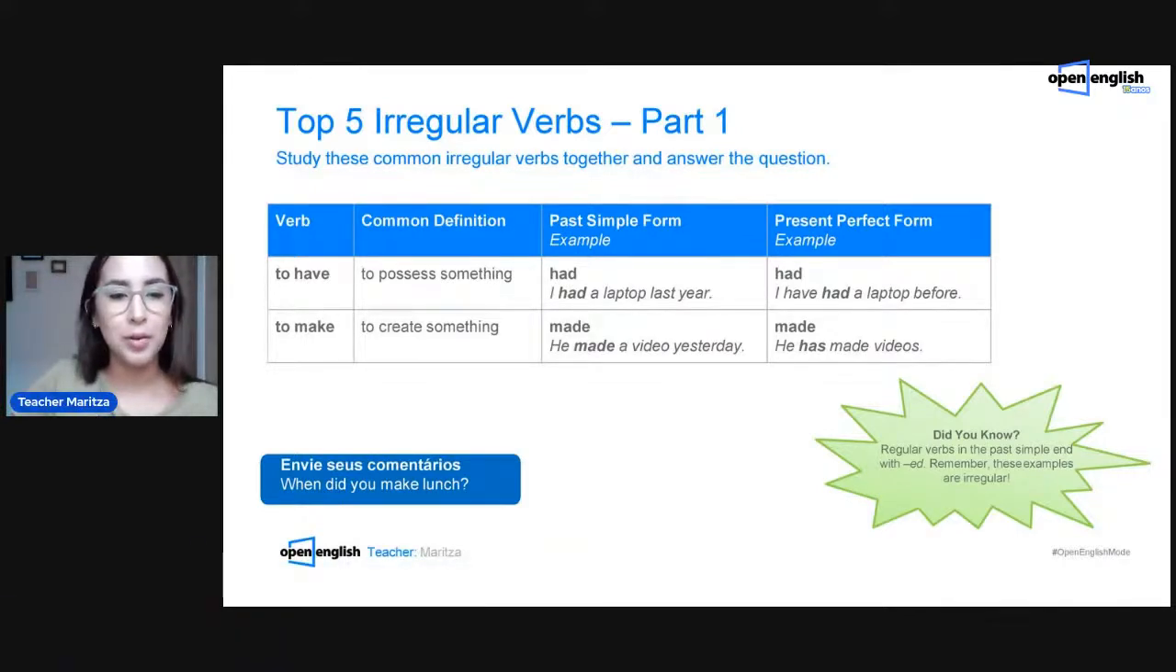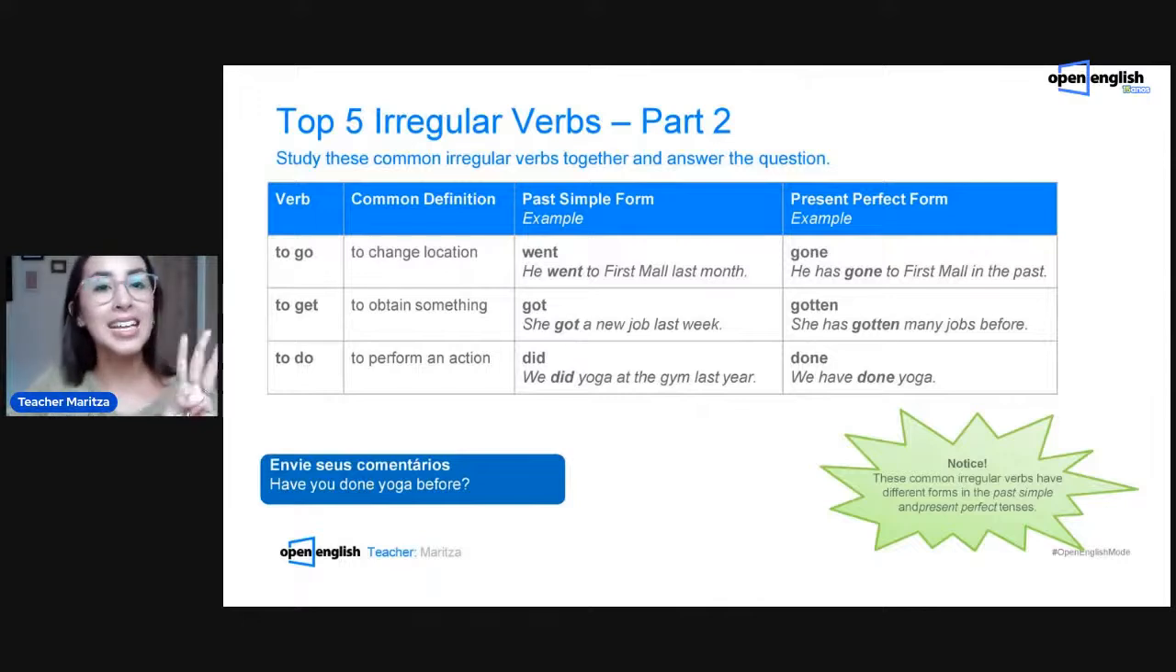Excellent. All right, moving on to our last three common verbs. We have the verb to go that we talked about. So went and gone. In the past tense, we would say he went to the mall last month, or he has gone. We want to talk about a general point in the past: he has gone, or I have gone. Remember, with these irregular verbs, it changes between has and have with the present perfect form.